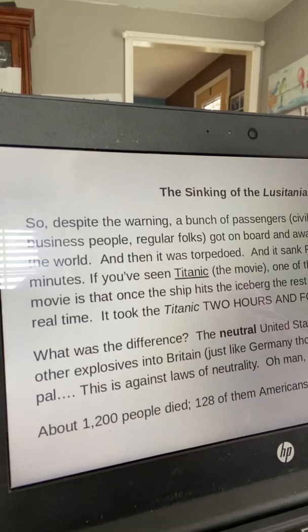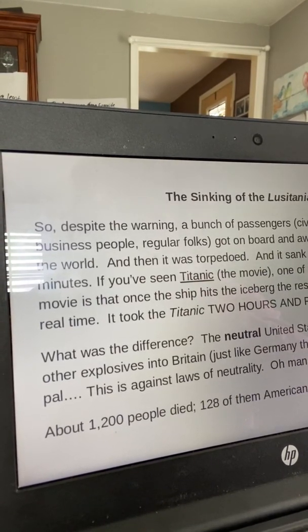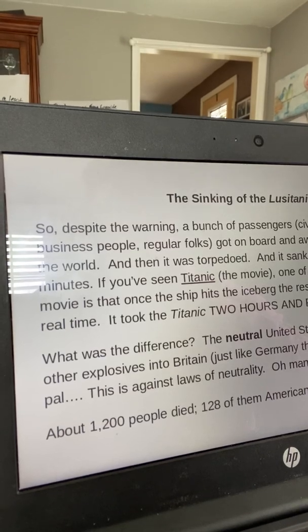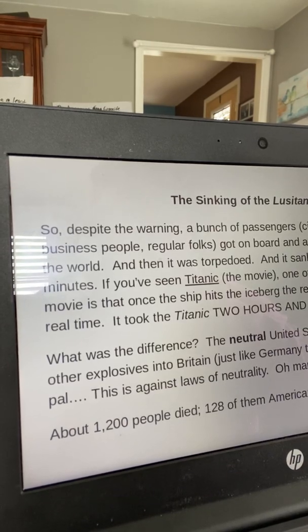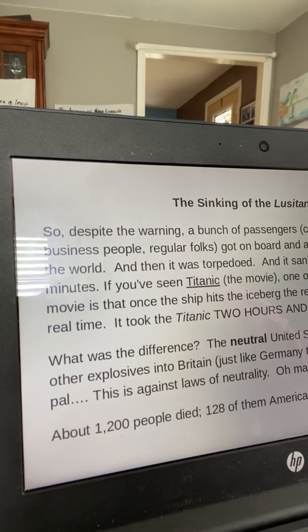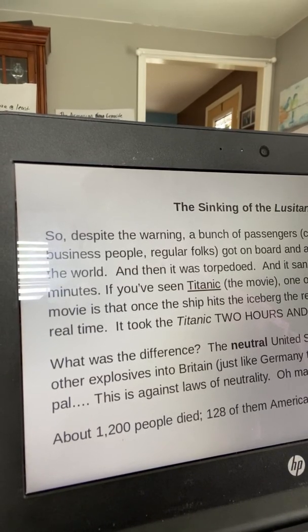So even though there was this warning, a bunch of passengers, most of them civilians, women and children and very, very wealthy people, regular Joe Schmoes, got on the boat and off they went. As they were making their way towards England, right outside of Ireland, the ship was torpedoed and it sank like a rock. It sank in 18 minutes.